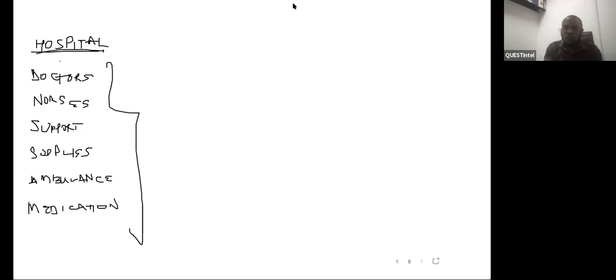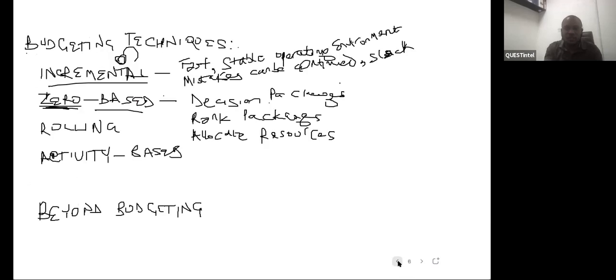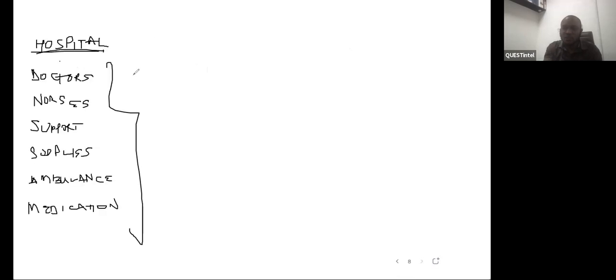The next thing we'll do with zero-based budget, as we said, is rank the packages. So now we start deciding which one is most important to us. We'll rank all of these.